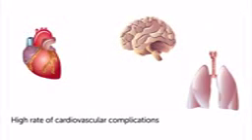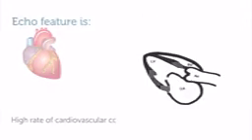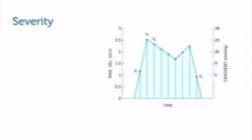It has a high rate of cardiovascular complications, and the typical feature is that of doming of the anterior mitral valve leaflet with a rather small left ventricle, large left atrium, and the severity can be quantified with the help of Doppler. You look at the maximum, but even more so the mean gradients.